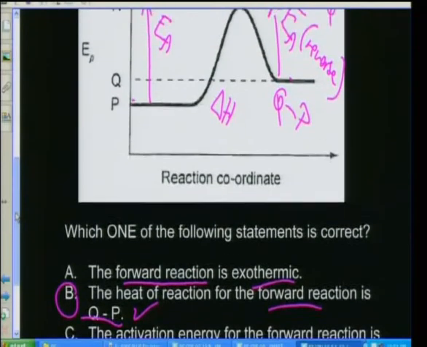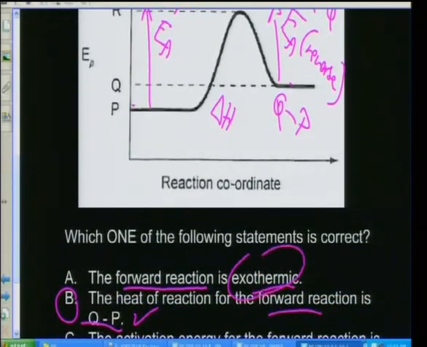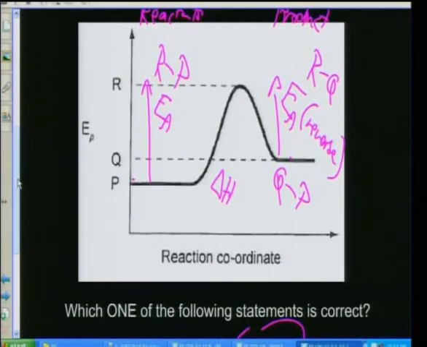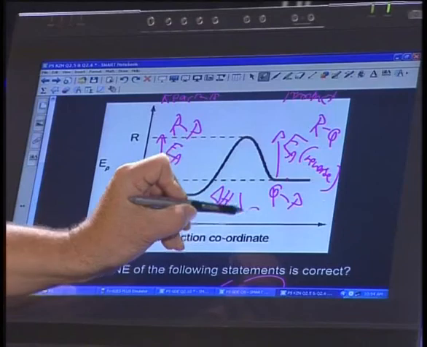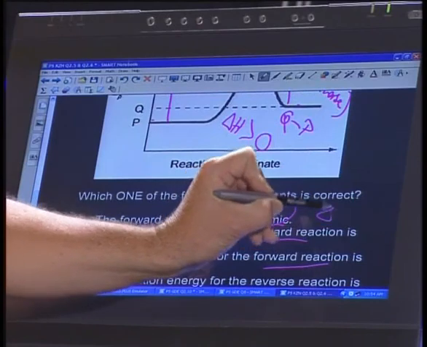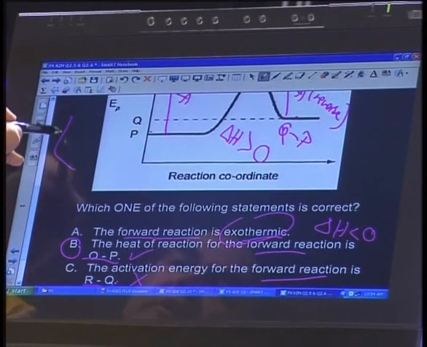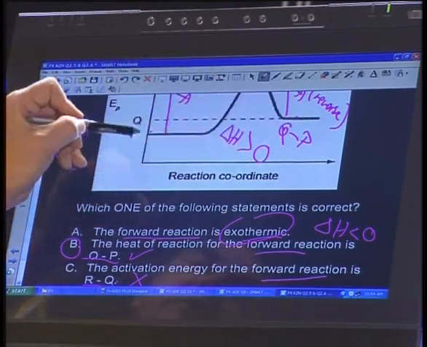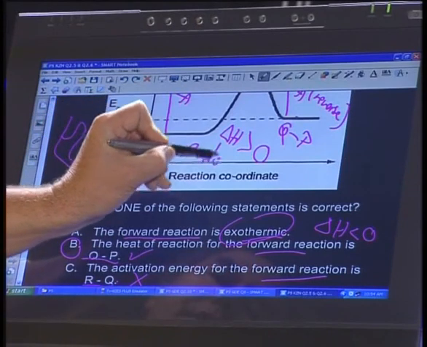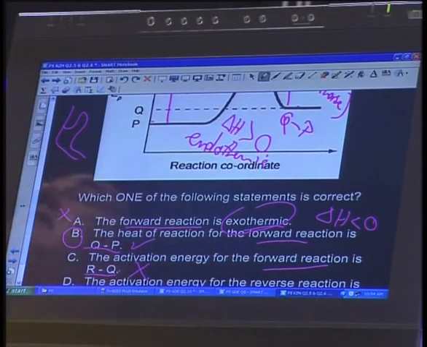Now, let's just have a look at A to make sure that it's not correct. It says it's exothermic. So what does exothermic mean? Exothermic means that delta H must be less than 0, must be a negative value. The graph that you get would look like that. That's the shape of the graph for the exothermic reaction if it was forward. Over here, products have more energy than the reactants. This is endothermic. Okay, so it's clearly not A, so B is your right answer.